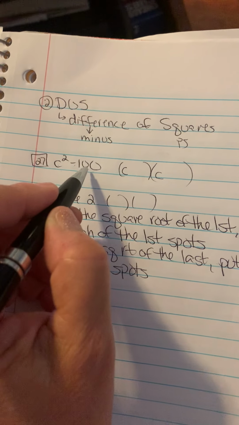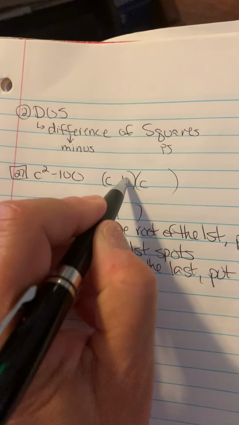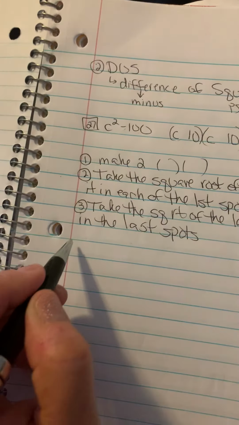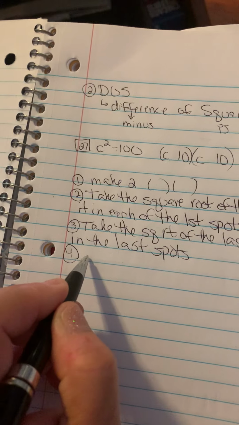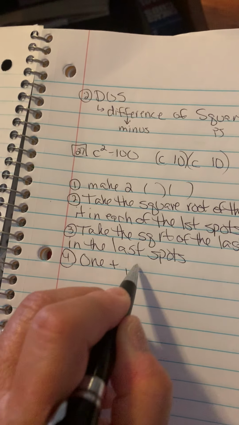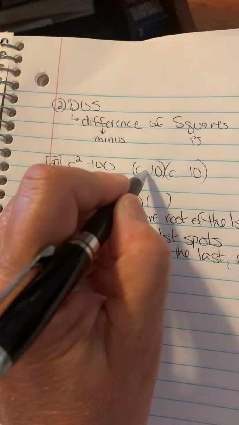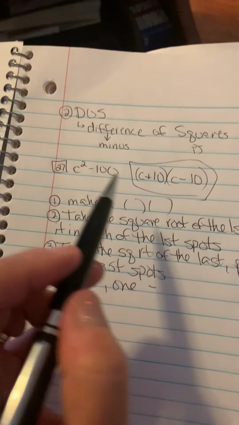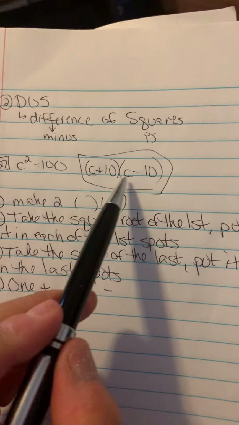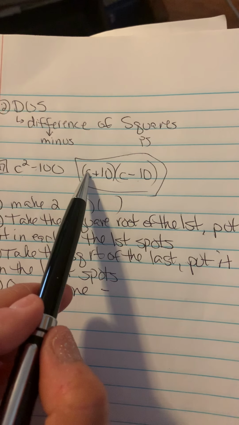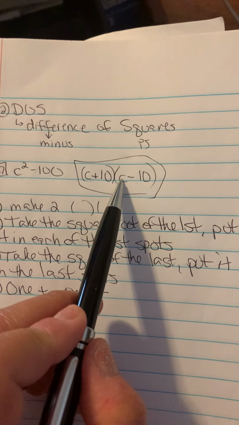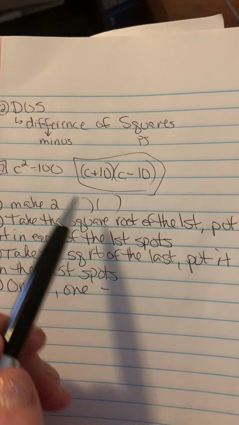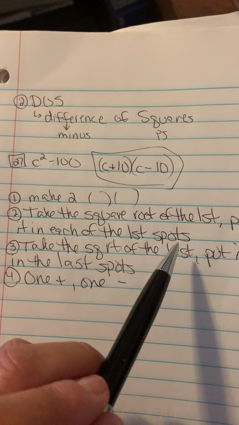So 100 has a square root of 10, so I'm going to put 10 here. I'm going to put 10 here. And then 1 plus, 1 minus, 1 plus, 1 minus. And that's the answer. Because keep in mind what we did the other day when we had the problem that looked like this. The outsides and the insides were the same product, but different signs. So they cancel each other out. That's why there's no middle term.